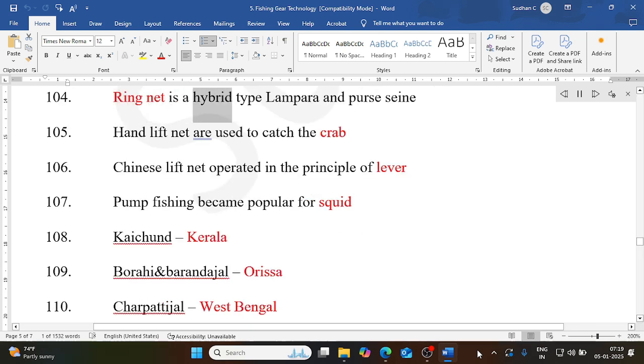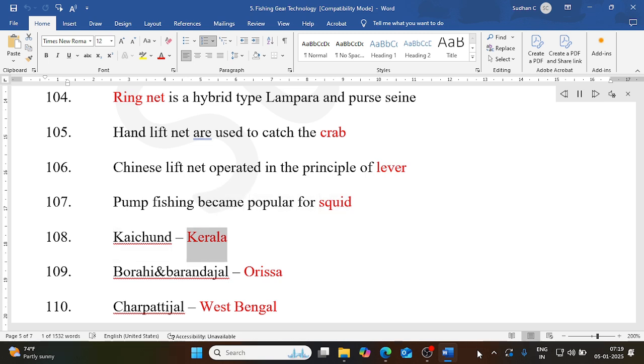Ring net is a hybrid type of lampara and purse seine. Hand lift nets are used to catch crab. Chinese lift net operates on the principle of a lever. Pump fishing became popular for squid.